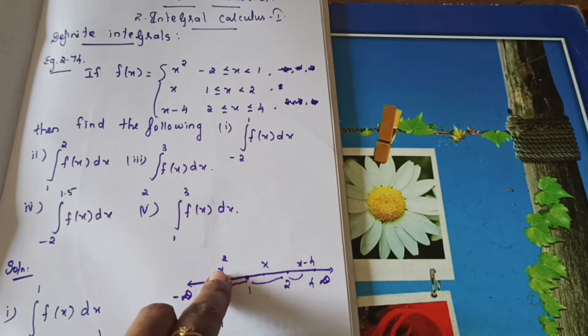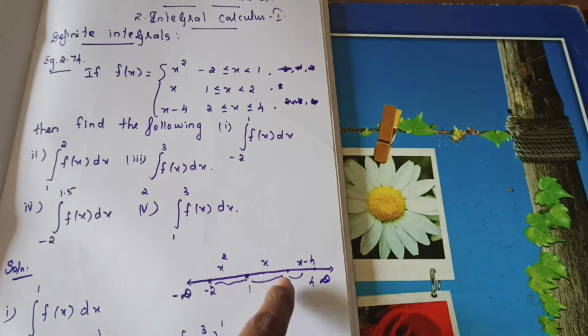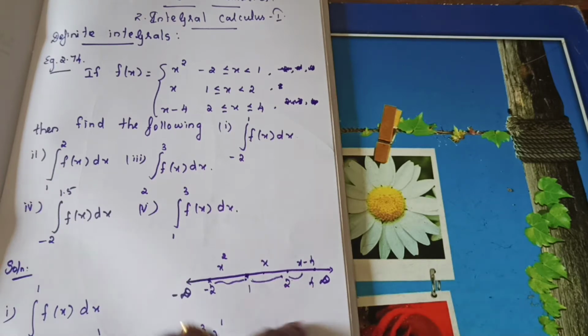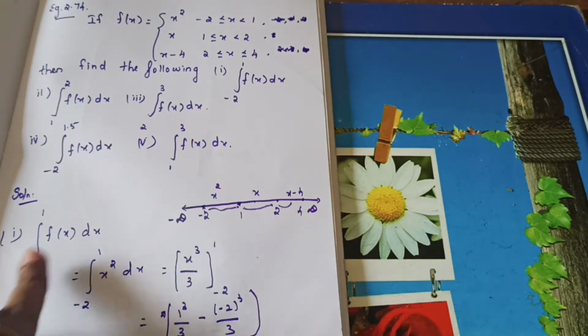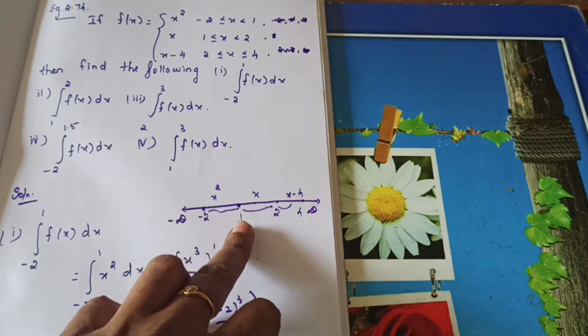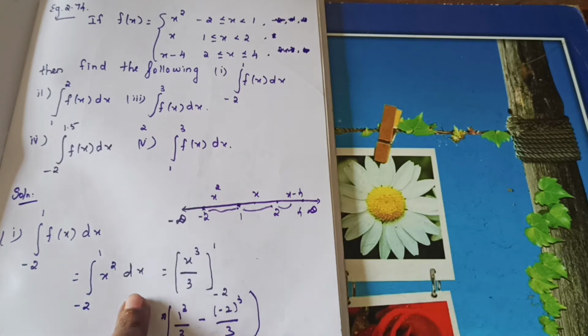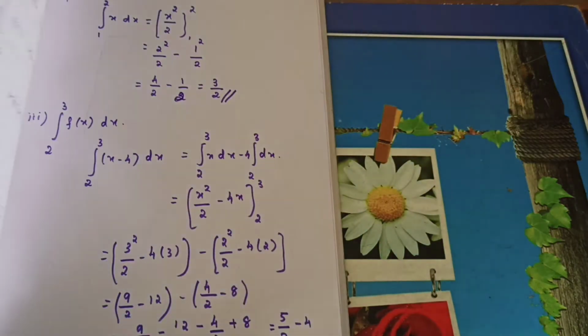Minus 2 to 1 means the f of x value is x square. Then 1 to 2 means the f of x value is x. Then 2 to 4 means the f of x value is x minus 4. So according to that, you need to take the value and substitute here. So first Roman, minus 2 to 1 f of x. Minus 2 to 1 means from here to here, so x square dx. Now we will integrate: x cube by 3. Then if we substitute the upper limit and lower limit, we will get the answer.